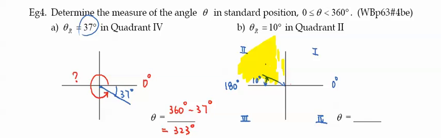So how big is this angle? Yeah, 170. 180 minus 10. It is 10 degree less than 180. So 180 minus 10 degree, that will give us the angle in standard position.